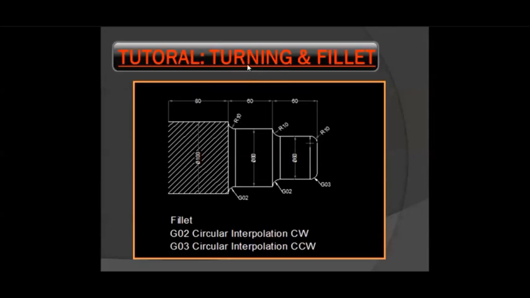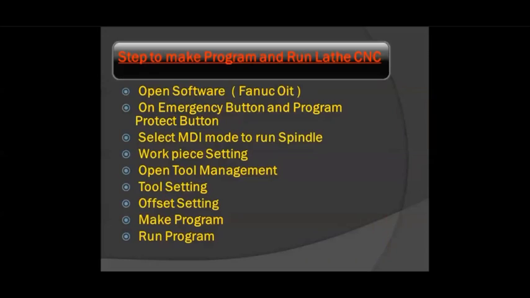Here is the turning and fillet drawing. Turning cycle G90 and G02 circular interpolation clockwise direction, G03 circular interpolation counterclockwise direction. Now this is the drawing and implement for raw material for the manufacturing job. Next step is to make program and run lathe machine.